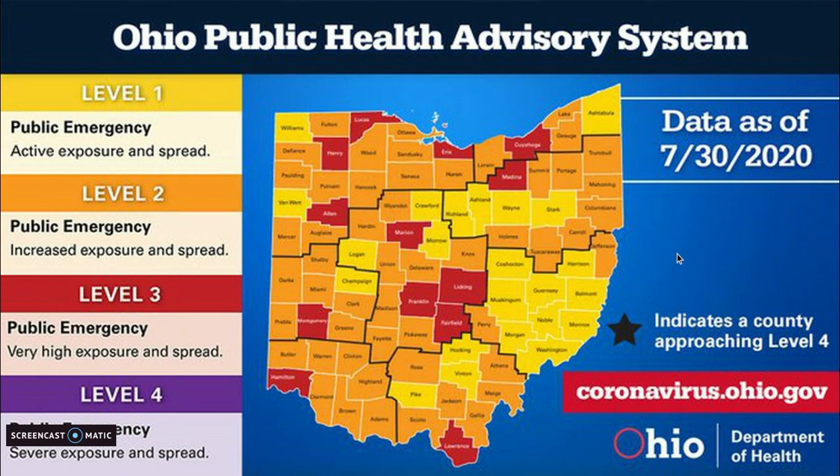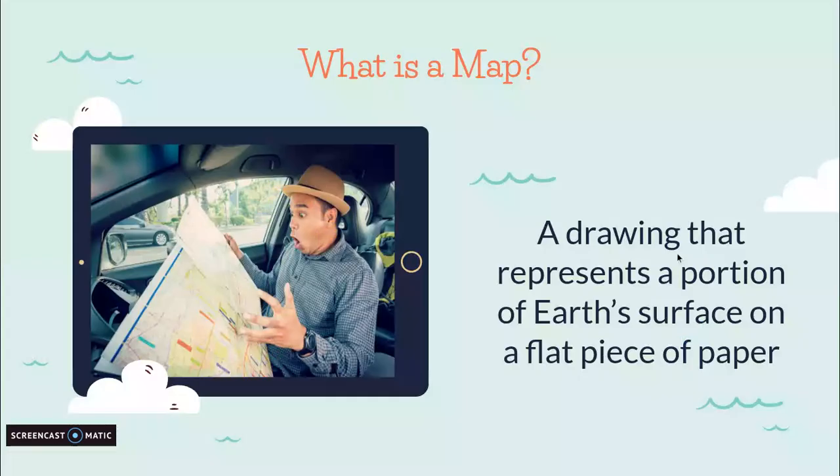So maps are everywhere. But what is a map? A map is a drawing that represents a portion of the surface of Earth on a flat piece of paper. All right, so it's a drawing on a flat piece of paper that represents a portion of the surface of Earth. So it could be anywhere from every continent to a city to an amusement park. All right, so they can be a small area to a larger area.